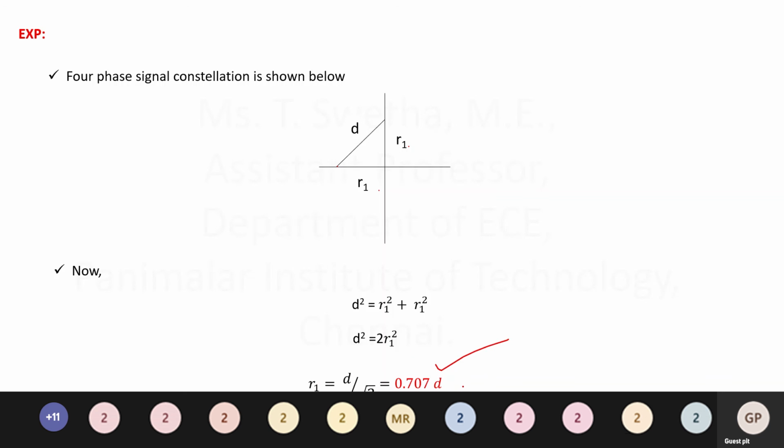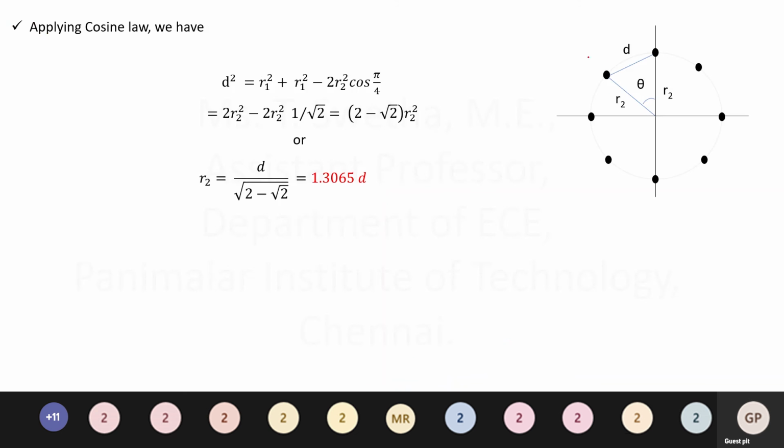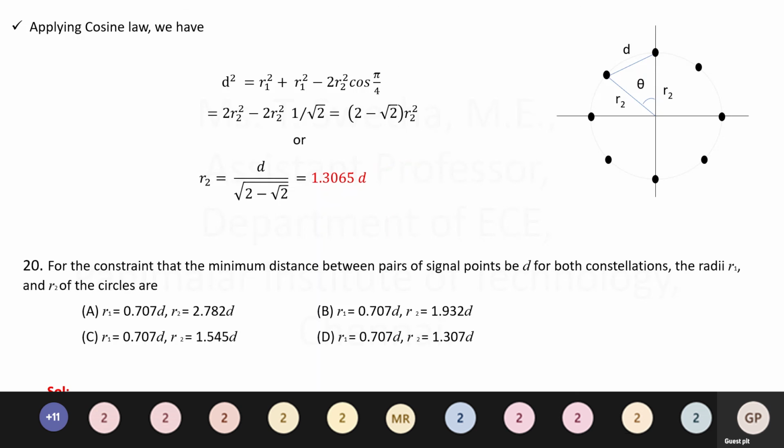And similarly for R2 also we have to calculate, and the distance we can calculate using the cosine law. So D square is equal to R2 square plus R2 square minus 2 R2 square cos pi by 2. Out of this you can get the value for R2 here. So now we got the R1 and R2 values. R1 is 0.707 and R2 value is 1.3065. You can round it off to 1.307. So the correct answer is D here.